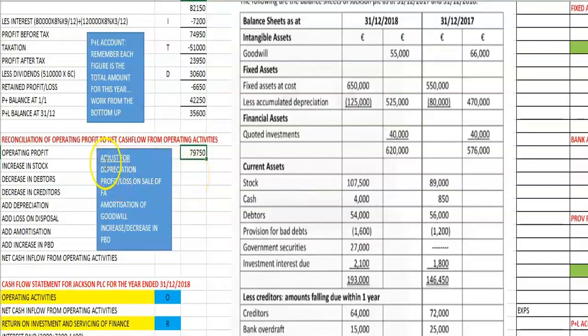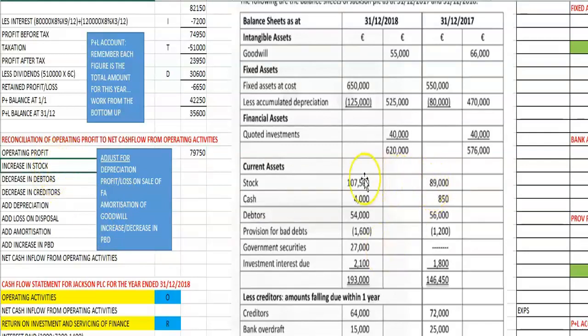Normally at higher level, the types of adjustments you're going to have to make here are an adjustment for depreciation, an adjustment for the profit or loss on the sale of a fixed asset, an adjustment for the amortization of goodwill, an adjustment for any increase or decrease in the provision for bad debts. On top of that, you make the usual adjustments for movements in stock, movements in debtors, and movements in creditors. So we'll have a look at those ones first because they're sometimes easier to identify.